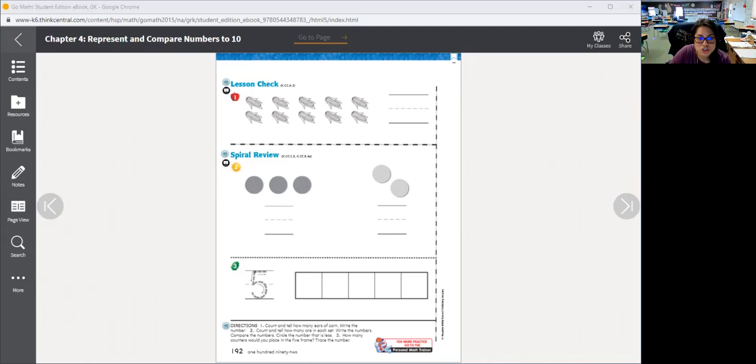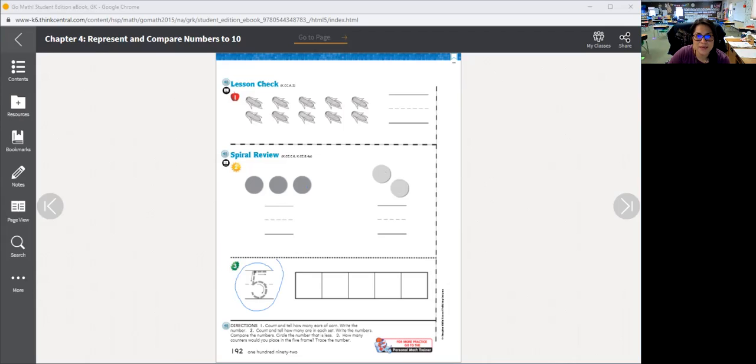This says show how many counters would be in this 10 frame with this number. So this number is what? Number 5. So we have to show 5 in the 5 frame. Okay, drawing our counters inside the boxes to show the number 5. Okay, so pretty easy homework, not too bad.